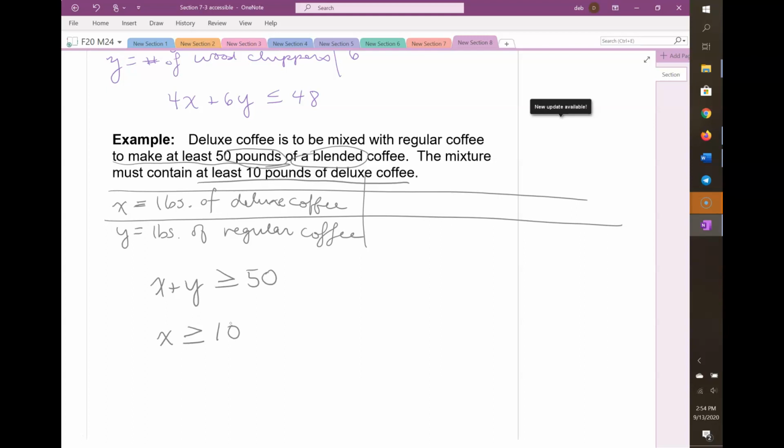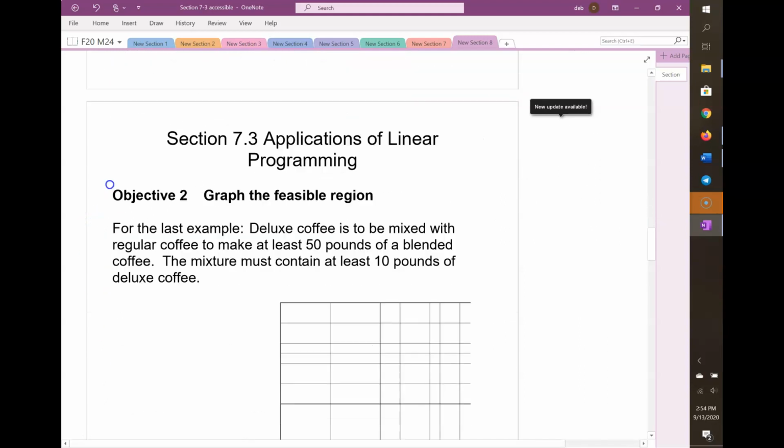The first time you're looking for, what is it that I'm working with? Coffee, 2 kinds of coffee. The next thing is, how is it being measured? Pounds of coffee, amount of hours of time, dollars, whatever it is. And then the third time, read for meaning and making sense of it and understanding the problem thoroughly.